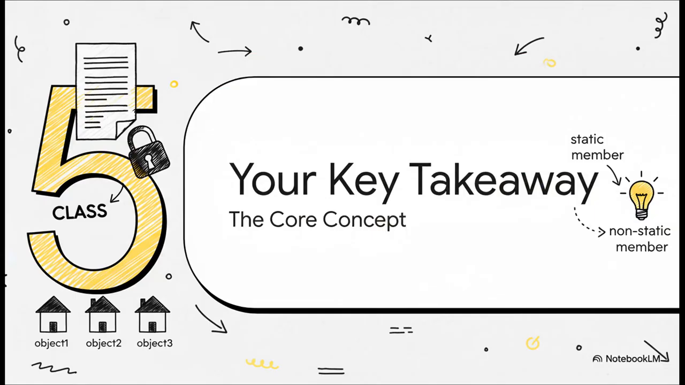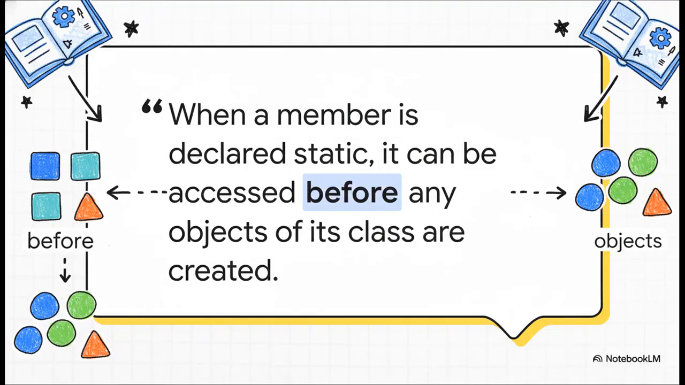All right, we've gone through a lot here. So let's zoom out and make sure we've got the single most important takeaway locked in. If you remember nothing else, remember this sentence. This is the heart of it all. When a member is declared static, it can be accessed before any objects of its class are created, and without reference to any object. That's it. It exists on its own, tied to the class itself, ready to go from the very beginning.